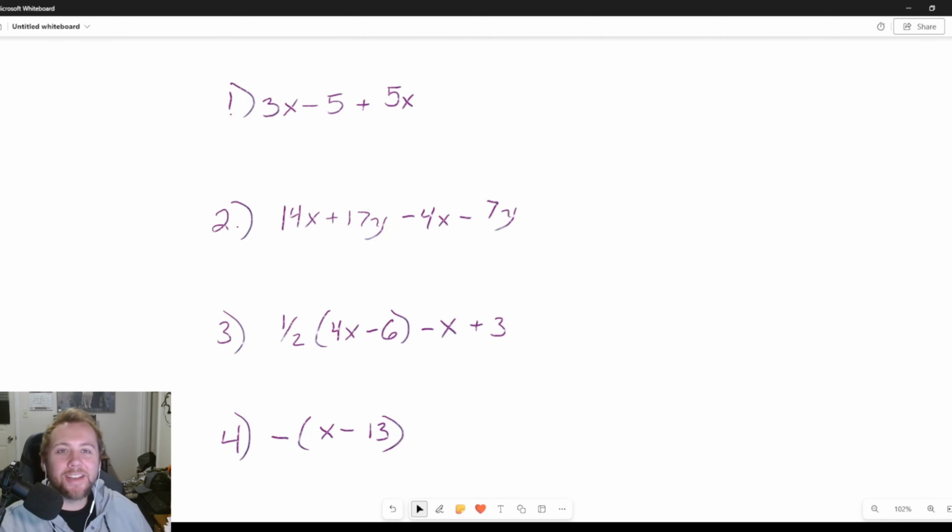Let's go ahead and dive into certain types of expressions that we're going to have to simplify. We'll deal with equations probably in the next few days, but we're going to start with expressions and combining our like terms to make sure we know what we're doing.